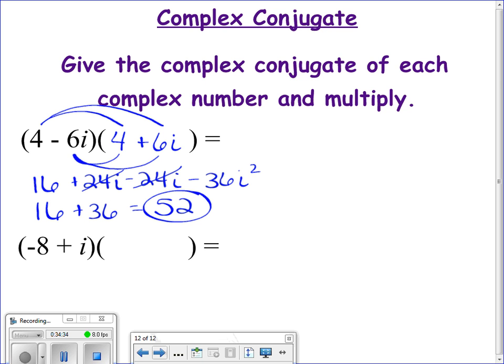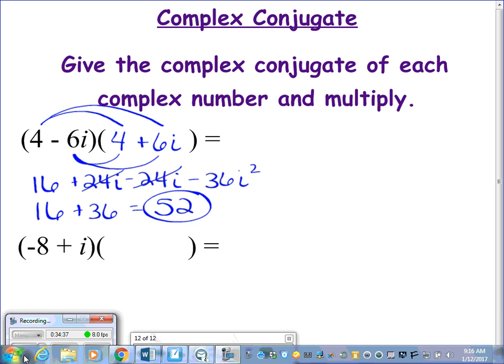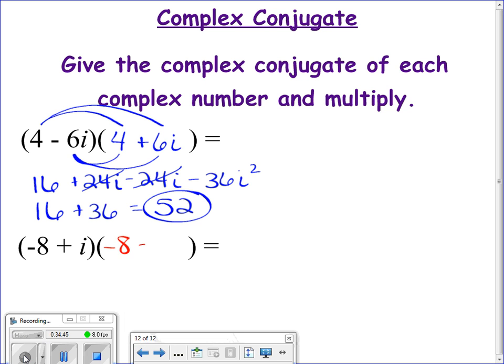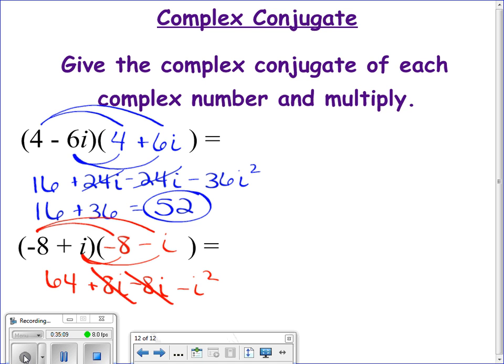Last one on your own. Find the conjugate and then multiply them together for me. All right, guys, let's go through the last part here. What is the conjugate of -8 plus i? -8 minus i. When we multiply -8 times -8, positive 64. -8 times -i, positive 8i. i times -8, negative 8i. And i times negative i squared. So those cancel. So I end up with 64. Negative i squared becomes +1, which is 65.